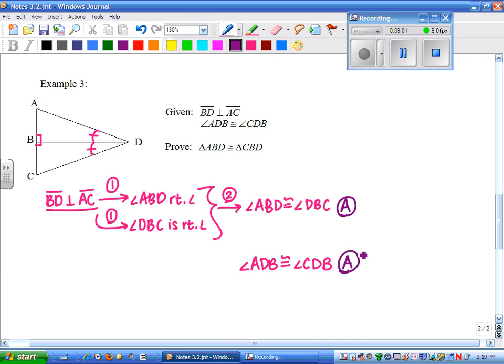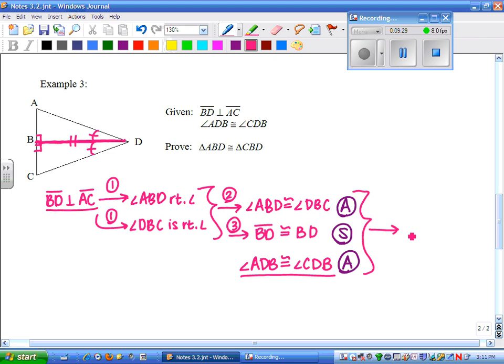Okay, can I squeeze a side in between? Looking at the picture, BD is my reflexive side. That is a side of both triangles. So I have BD is congruent to BD. Okay, again, this is given. I don't need an arrow coming from it. That's reason 3. Here is my side, and now I have angle, side, angle. Once I have the 3 reasons, I can go ahead and group them and say what I want to prove. ABD is congruent to triangle CBD, and that is step 4.